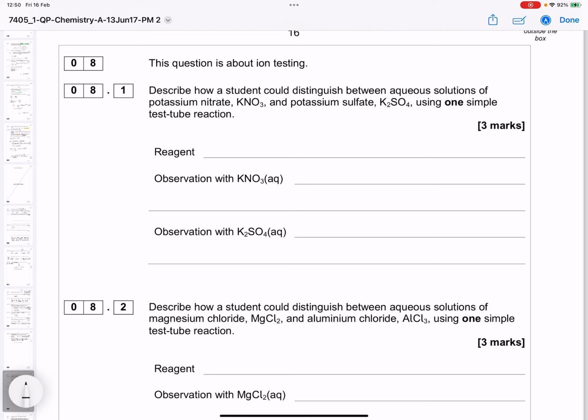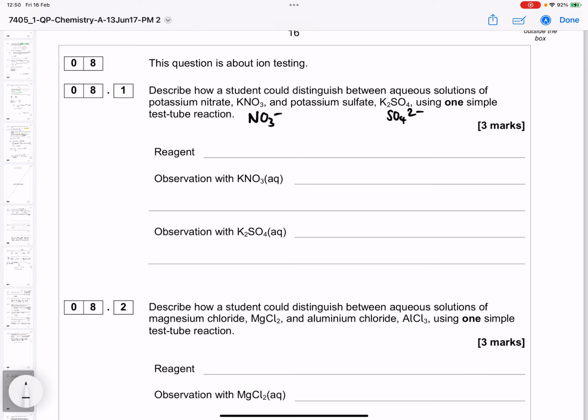This question is about ion testing. Describe how a student could distinguish between aqueous solutions of potassium nitrate and potassium sulfate. So the potassium's the same, so it must be about the nitrate ion versus the sulfate ion. And this is coming from the A1 required practical.